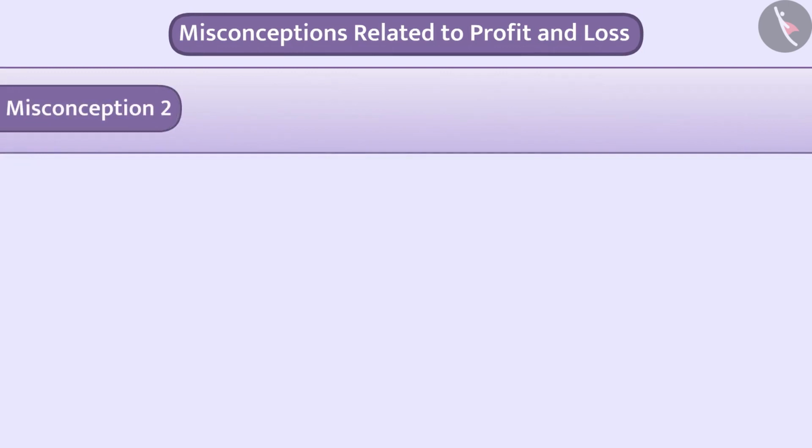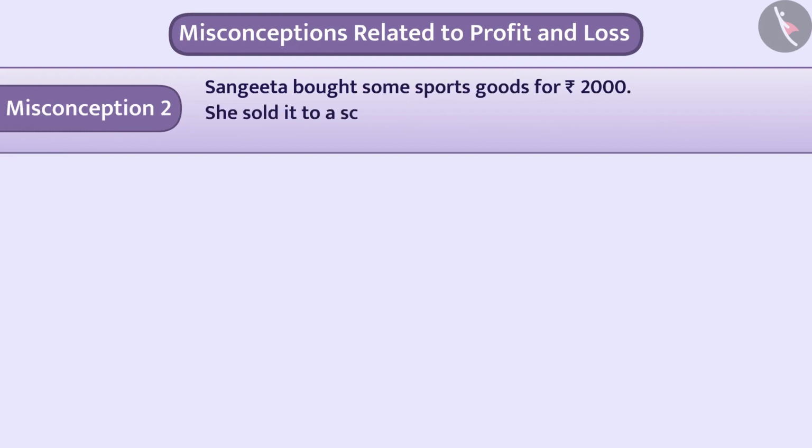Misconception 2. Sangeeta bought some sports goods for 2000 rupees. She sold it to a school for rupees 2500. What is the profit percentage in this transaction?